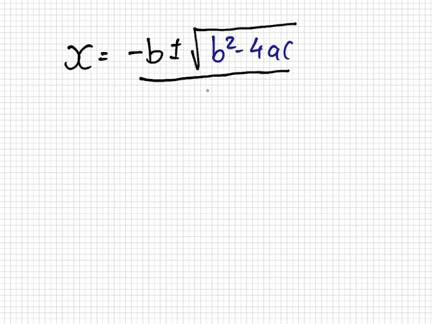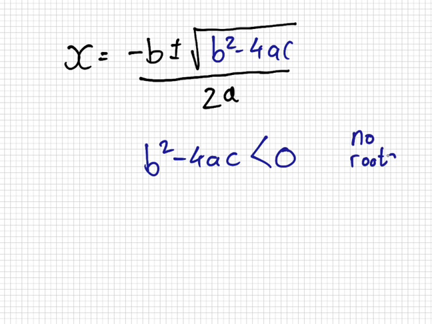And I highlighted that piece in blue because that piece is very important. Because if this piece is negative, then we have no answer here. If we try to type this in on the calculator, it doesn't work. We cannot have the square root of a negative number. So when this is negative, we actually have no roots, no answers.